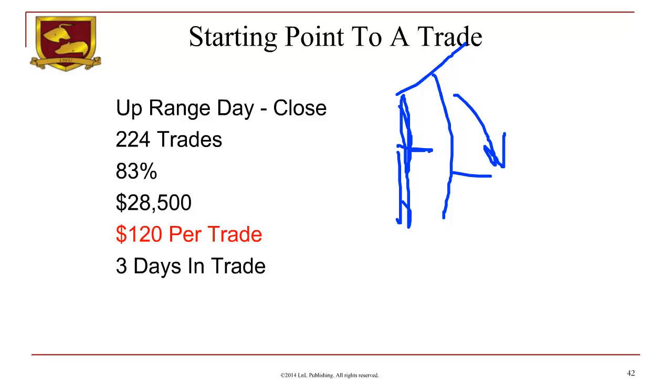These tests are all from the E-minis, and an outside day, of course, would be a day that has a higher high and a lower low, so it extends on both sides. In other words, we made a higher high today and we made a lower low today. That's what we'd be looking for.